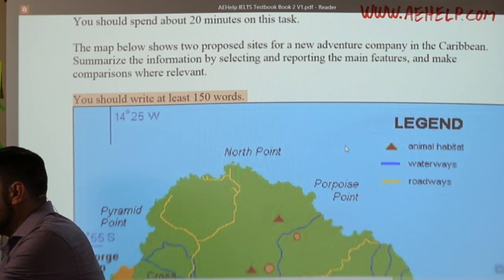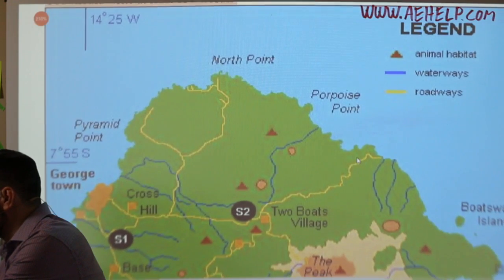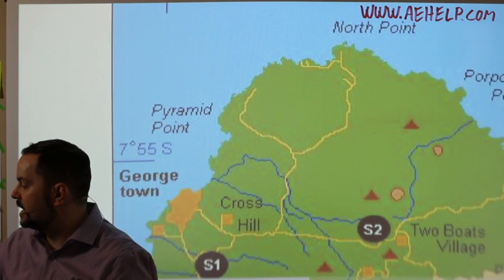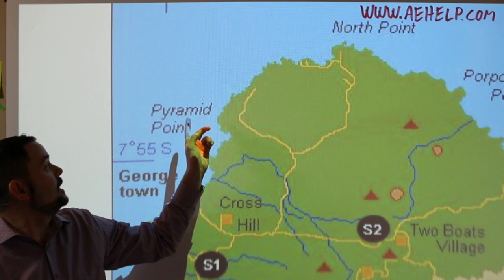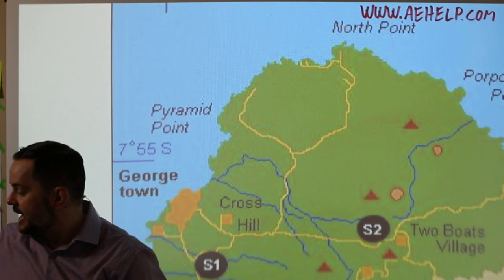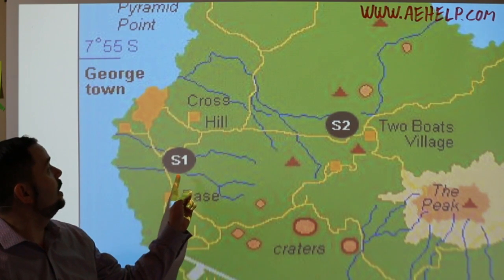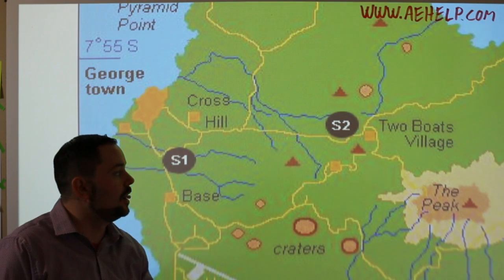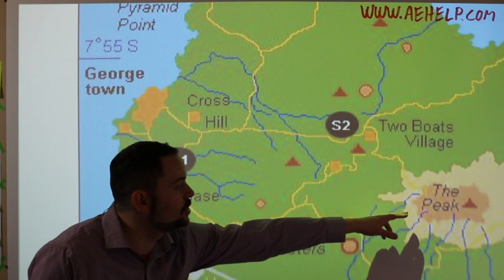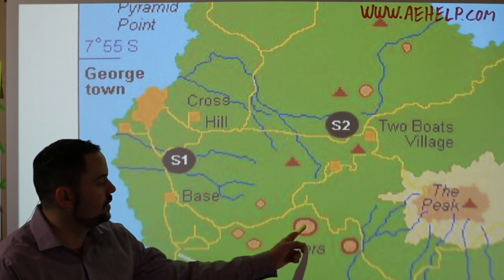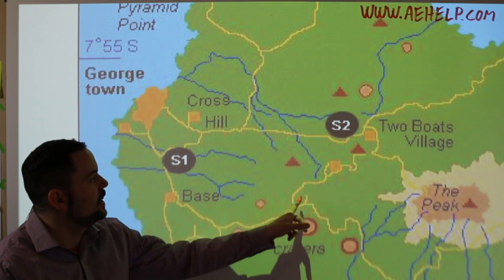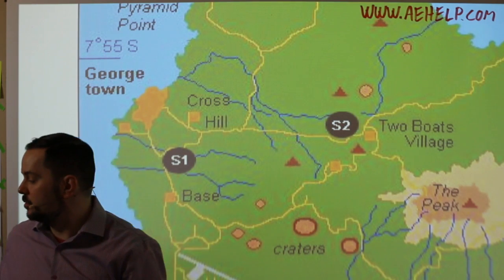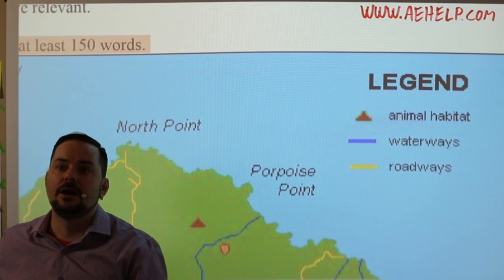Okay, so here we have our map, and I'll zoom in a little bit so you can look at this. I'll move it around a little bit. So this is an island here. You can see that it gives us the north point up here. It says pyramid point here. And then we have site 1, which is right here. Site 1 is close to Georgetown, Cross Hill, and the base. We have site 2 here, which is close to the Two Boats Village and obviously closer to the peak. Also, we can see some symbols. So we can see these circles here that are indicated as craters. And then we can see some triangles, some squares, some yellow lines, some blue lines. Those lines are indicated in the legend.